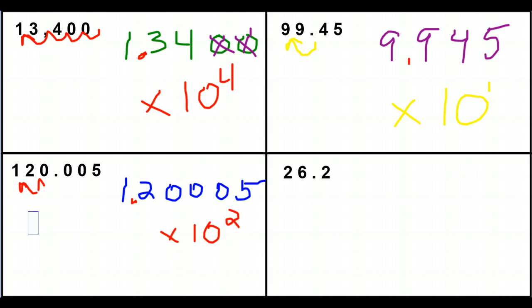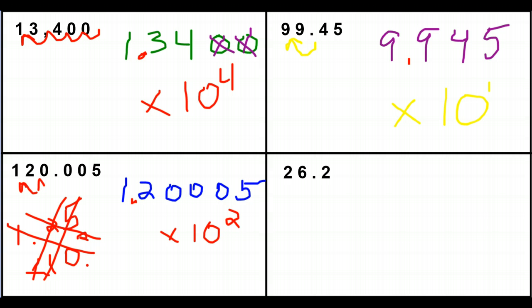Now, if we wanted to look at what would happen if we left the zeros out, 1.25 instead of 1.20005, it would still be times 10 to the 2nd, but that would give us 125 instead of 120.005. So this is actually something we don't want to do. That is the incorrect way of going about it and dropping those zeros that are in the middle of a number.